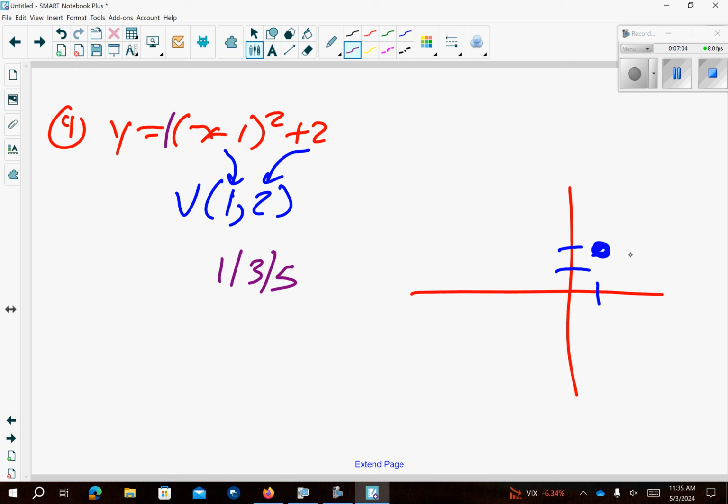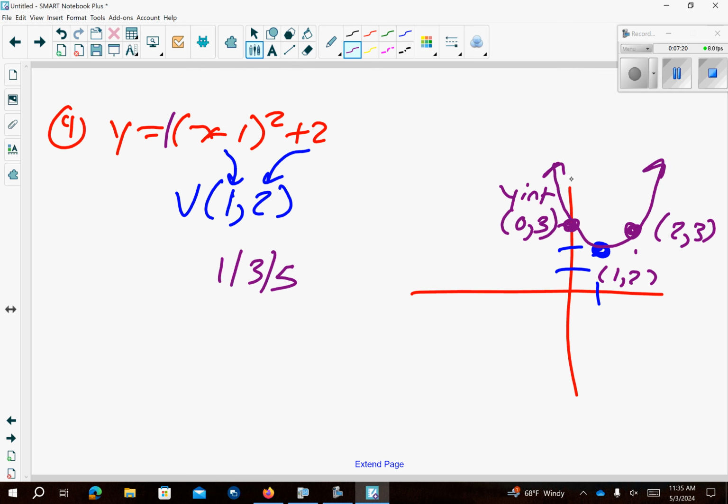So if I go right, so that's the point 1, comma 2. If I go right 1, up 1, it takes me to 2, comma 3. Left 1, up 1, 0, comma 3. That's our y-intercept. So we have enough information here to graph it. This has, as far as our x-intercepts, which we're calling roots, there are no real solutions. That's the answer, because it does not cross the x-axis.